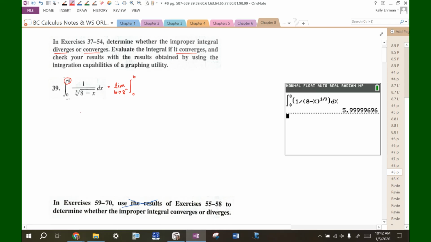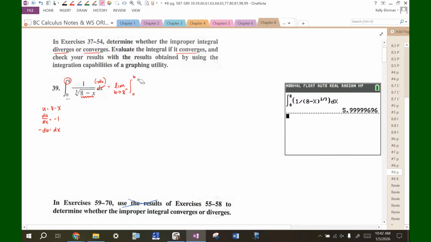And what do I have to do to get this thing to work? So there is a little bit of u sub happening because the inner expression does not have a derivative of 1. So u would be 8 minus x. That means du dx would be negative 1. And that means that negative du would equal dx. So in place of dx, I've got negative du.